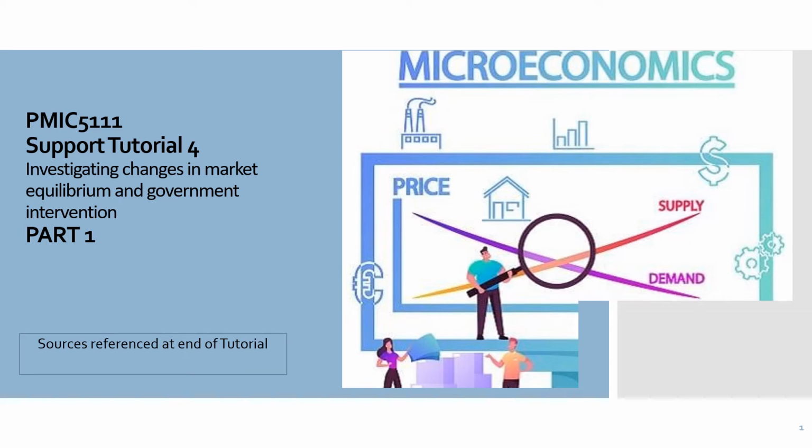Students, to support tutorial number 4, we're going to investigate changes in market equilibrium. That's what you learned in tutorial 3, was about market equilibrium. Now we're going to say what if, and then we're going to have a look at government intervention. What happens if government interferes with the operation of these market forces?